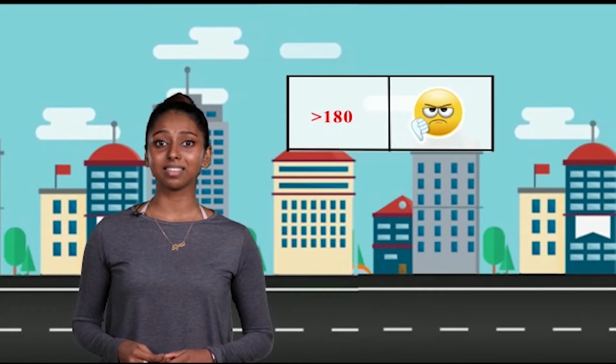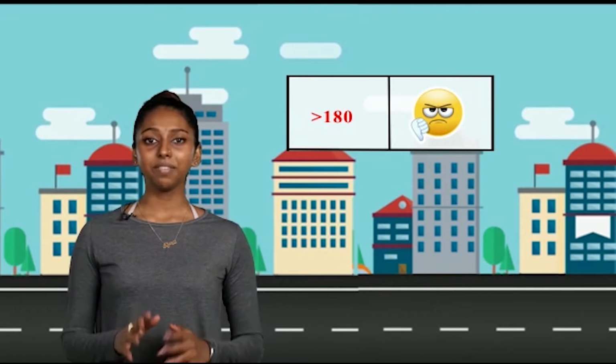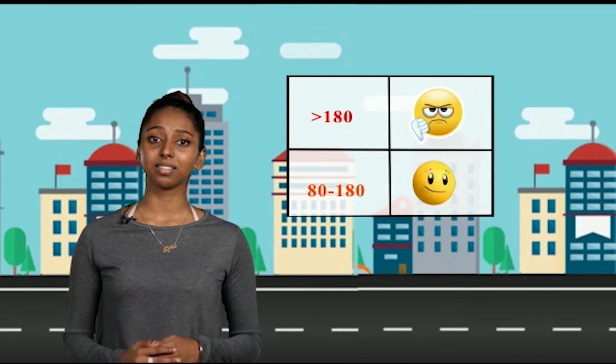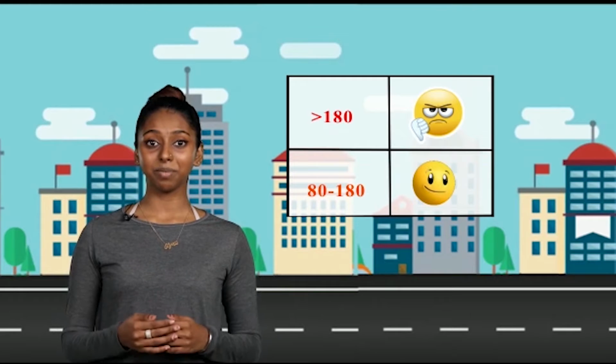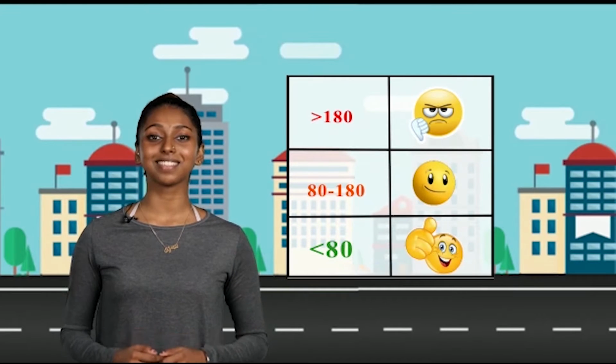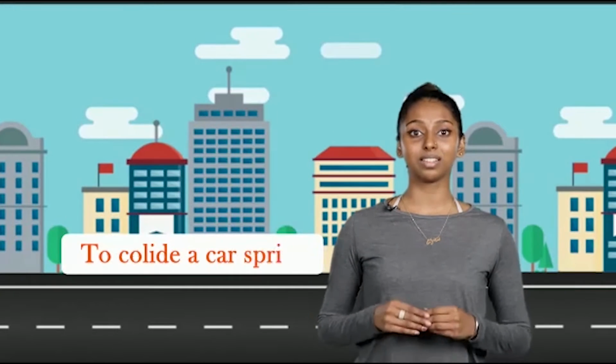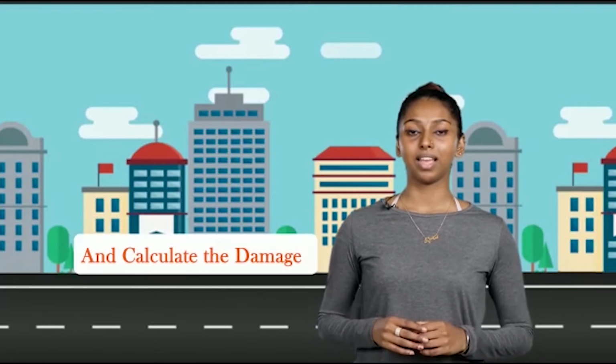If deformation is greater than 180, it is considered lethal for the passengers. If the deformation is between 80 and 180, it is considered average. If the deformation is below 80, it is considered good. Now that we have learned about deformation, it's time to help the Global Car Safety Organization. You have to help the GCSO by creating a simulator to collide a car sprite with the wall and calculate its damage. Let's get coding.